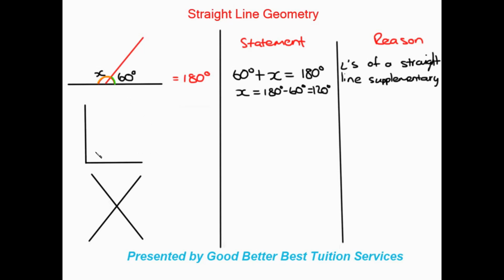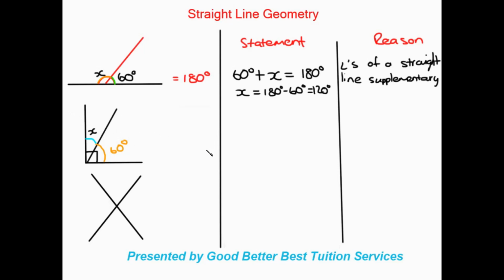Now we have our good old 90 degree angle. And what do we know about a 90 degree angle? Obviously it's a right angle that's equal to 90 degrees. So what happens when they cut this angle? Let's say they cut it like that, and they give us one of these angles as, once again, 60 degrees. But now they want us to find the size of this angle over here, and they call this angle x.